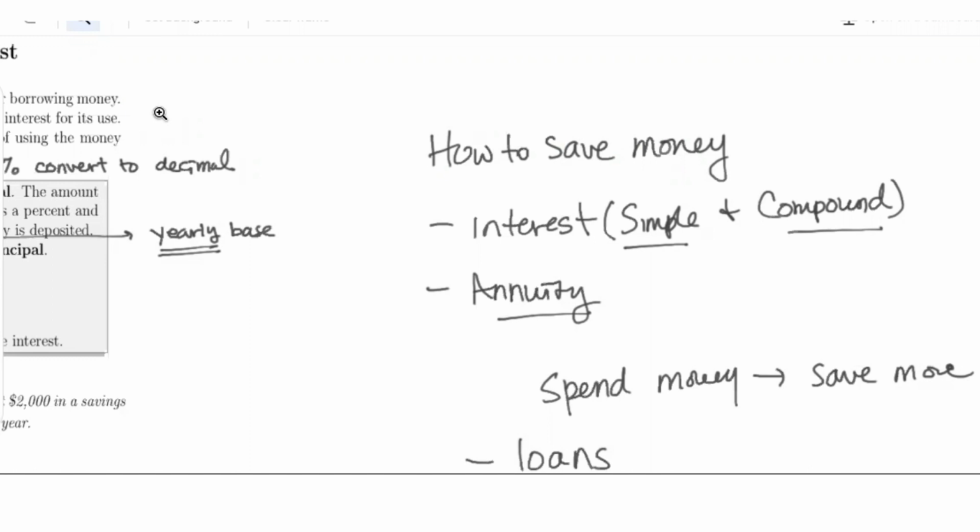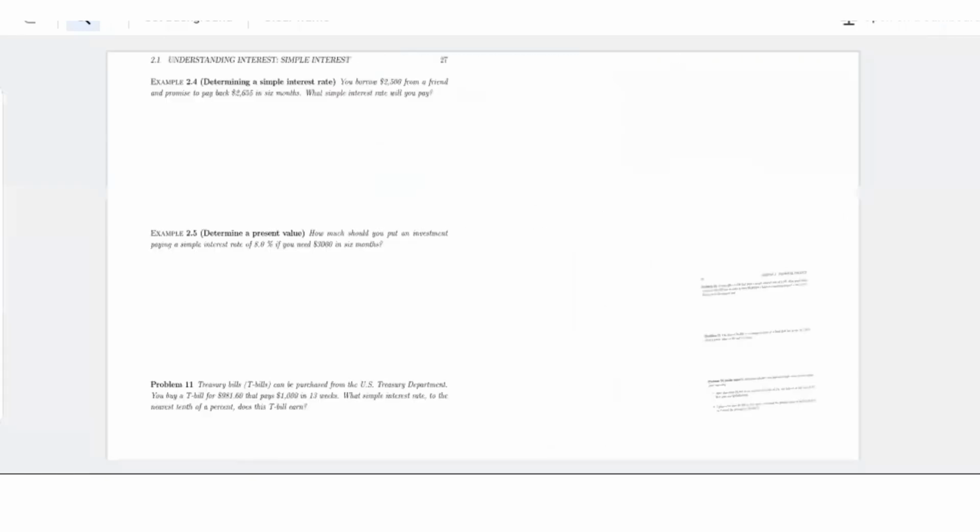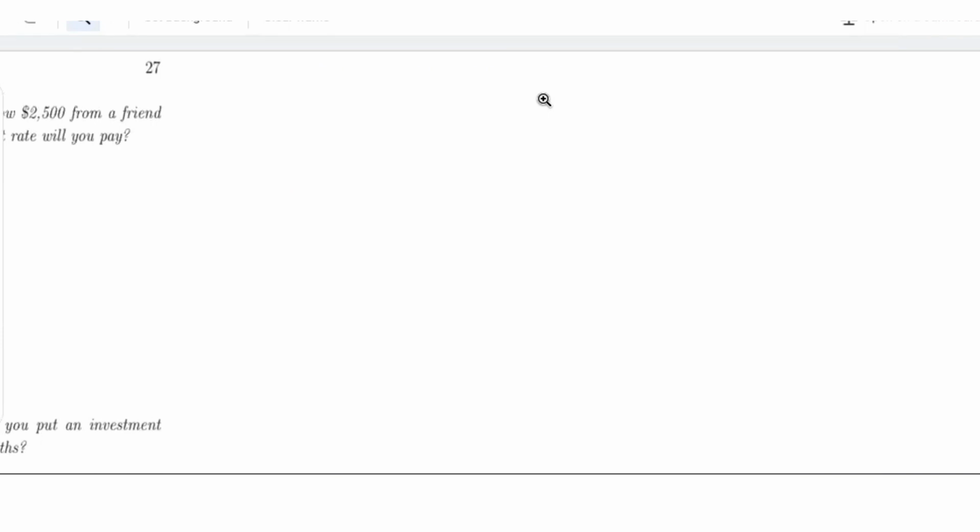I want to go over those, a review of what we have here. In simple interest, there are many letters, so I want to point them out.